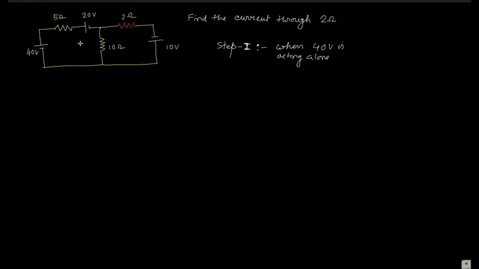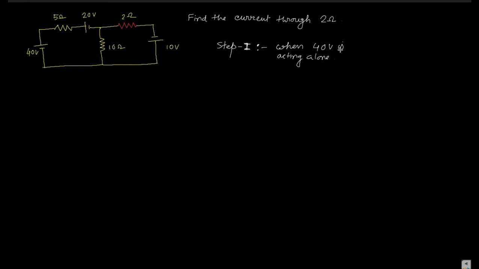So what are the steps? First of all, when 40 volt is acting alone, how much current is flowing through the 2 ohm resistance? The next step is, when 20 volt is acting alone, how much current is supplied by this 20 volt into the 2 ohm resistor. The third step is, when 10 volt is acting alone, how much current is supplied by it to the 2 ohm resistance. By combining those currents, you can get the total current flowing through the 2 ohm resistor.